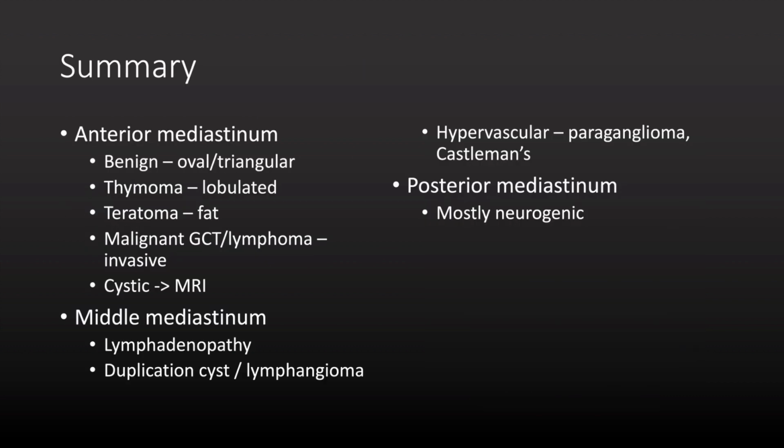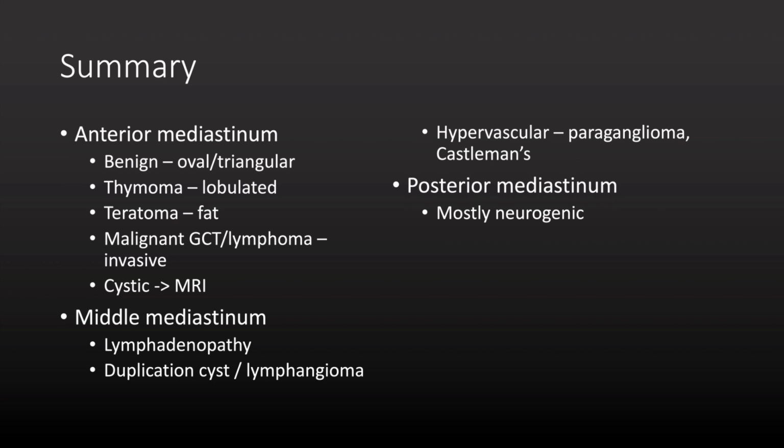So in summary, we talked about a number of mediastinal lesions, and I'll just summarize some important imaging features to look for and help you make your differential diagnosis. So in the anterior mediastinum, the benign lesions tend to be either oval, which would be the thymic cyst, or triangular shape, which would be thymic hyperplasia. Thymomas tend to be lobulated. If you see the presence of intralesional fat, it could be thymic hyperplasia, or if it's macroscopic large globules of fat, then it's probably a germ cell tumor.